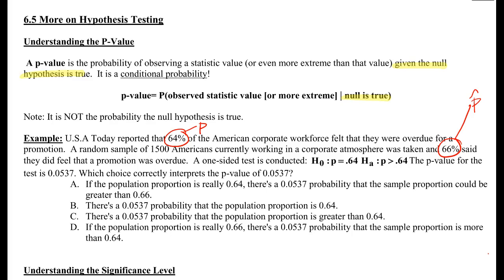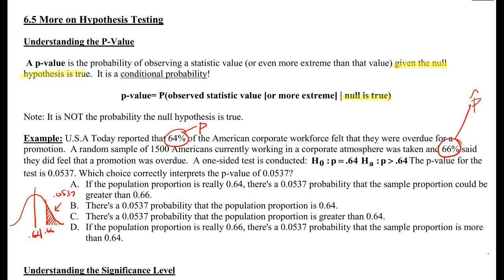0.0537. So if we were to draw a picture of what our test would look at, the initial assumption was that the real proportion is 0.64. The USA Today report was correct. And then what we're interested in as statisticians is, if that's the case, how unusual is 66% given that we expected 64%? And this is always that value or anything more extreme. So that's what our p-value is, which we actually know as 0.0537.